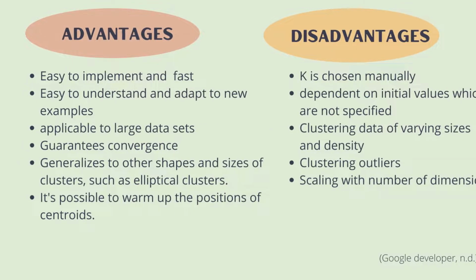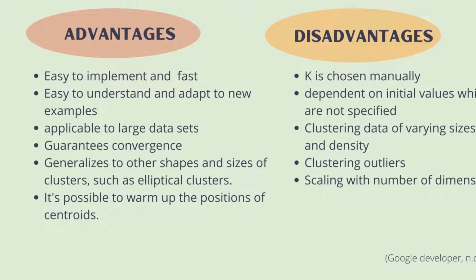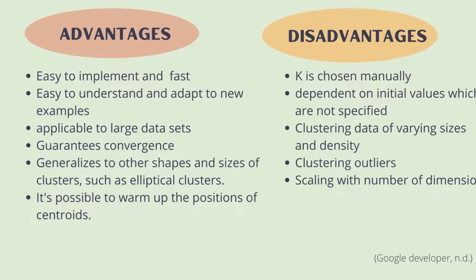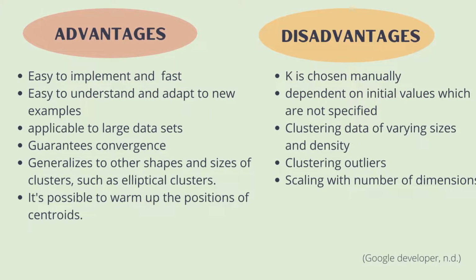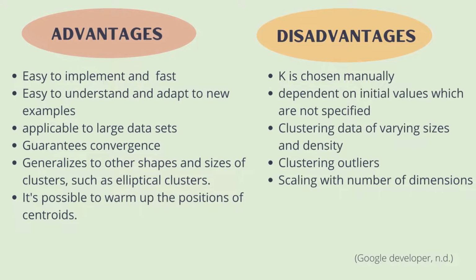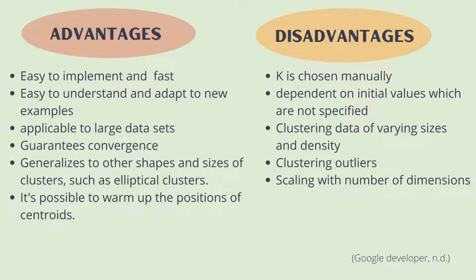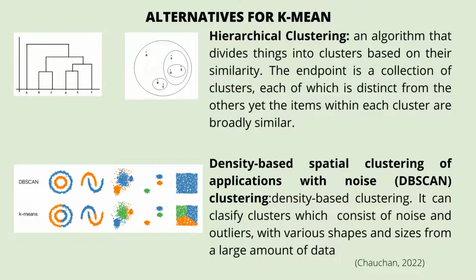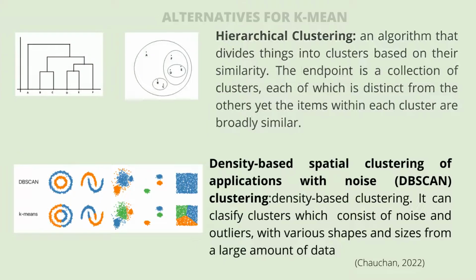On the other hand, the k-value should be chosen manually and depends on the initial value of k, and it struggles with clustering data of varying size, density, and outliers as well. If K-means fails, then hierarchical clustering and DBSCAN clustering can become alternatives.